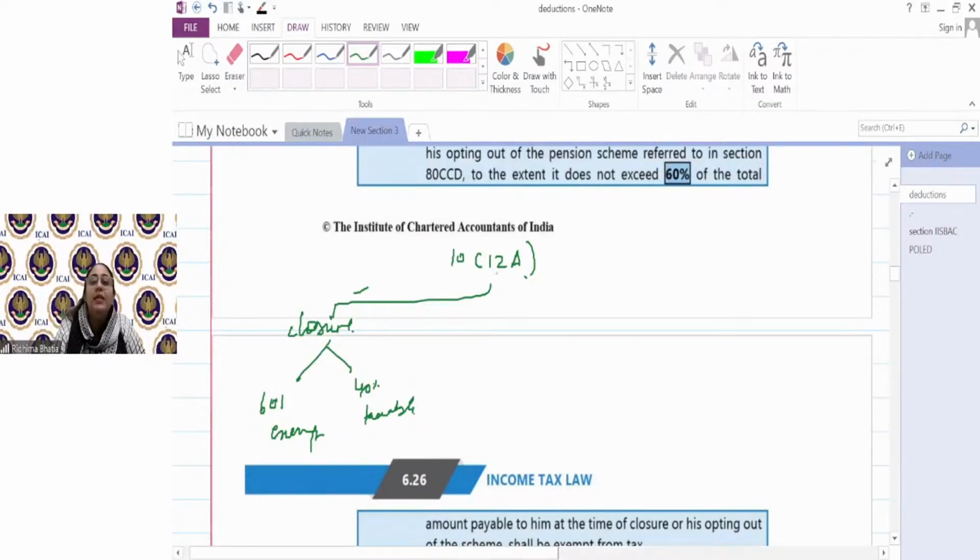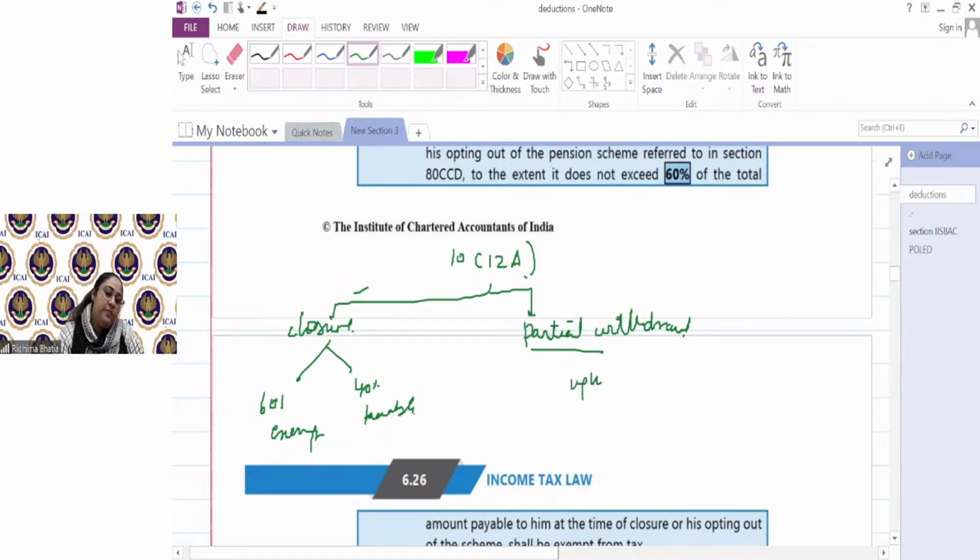ठीक है, this is written in 10(12). ये 80CC का पार्ट नहीं है। अगर I don't want to close the account, but I want to make a partial withdrawal. उस account में already there's a sum of 20 lakhs, but I don't want to withdraw 20 lakhs. I want to make a partial withdrawal of say 10 lakhs. Then what will happen?